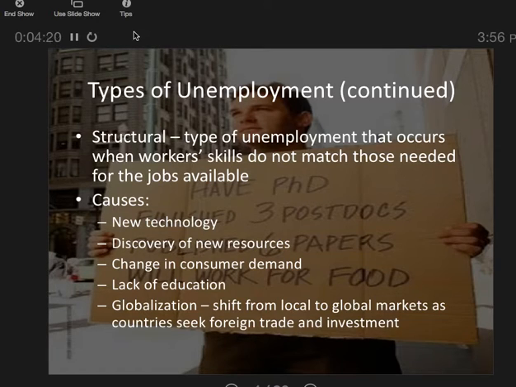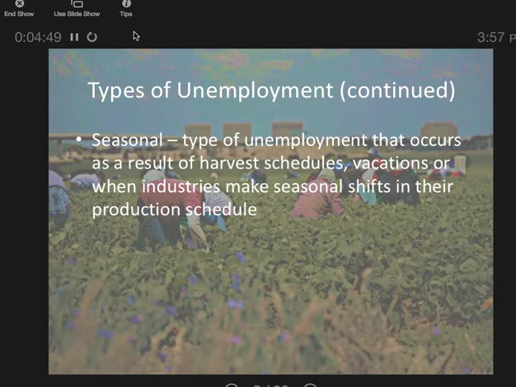And then globalization. This is competing with other markets. We've talked about being offshored or outsourced, and part of that is competition, globalization. In the world we live in today, it's very competitive. So you've got to take the time to update yourself and your skills. You constantly have to be learning. There's never a point where you stop. So structural is the type of unemployment where worker skills don't match what is available. The next one is seasonal.